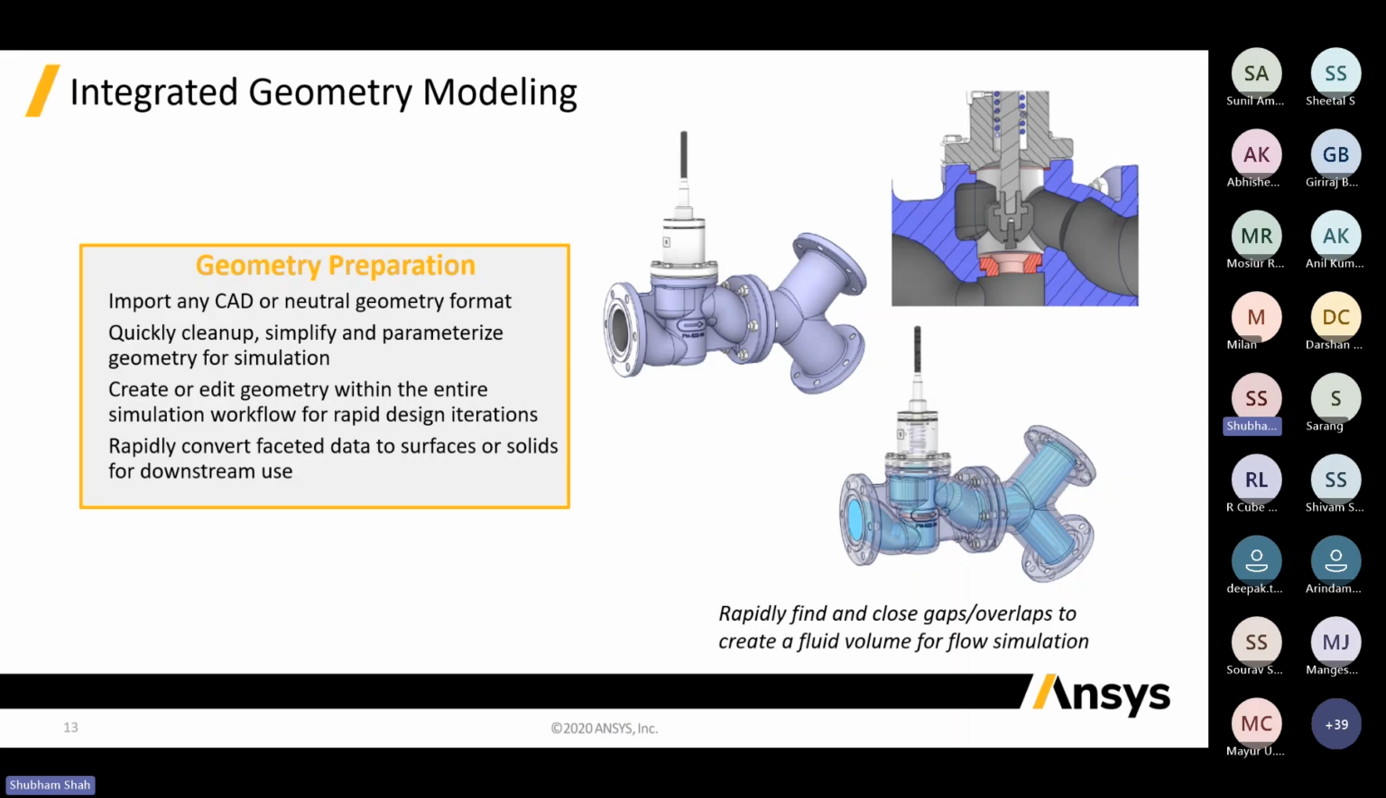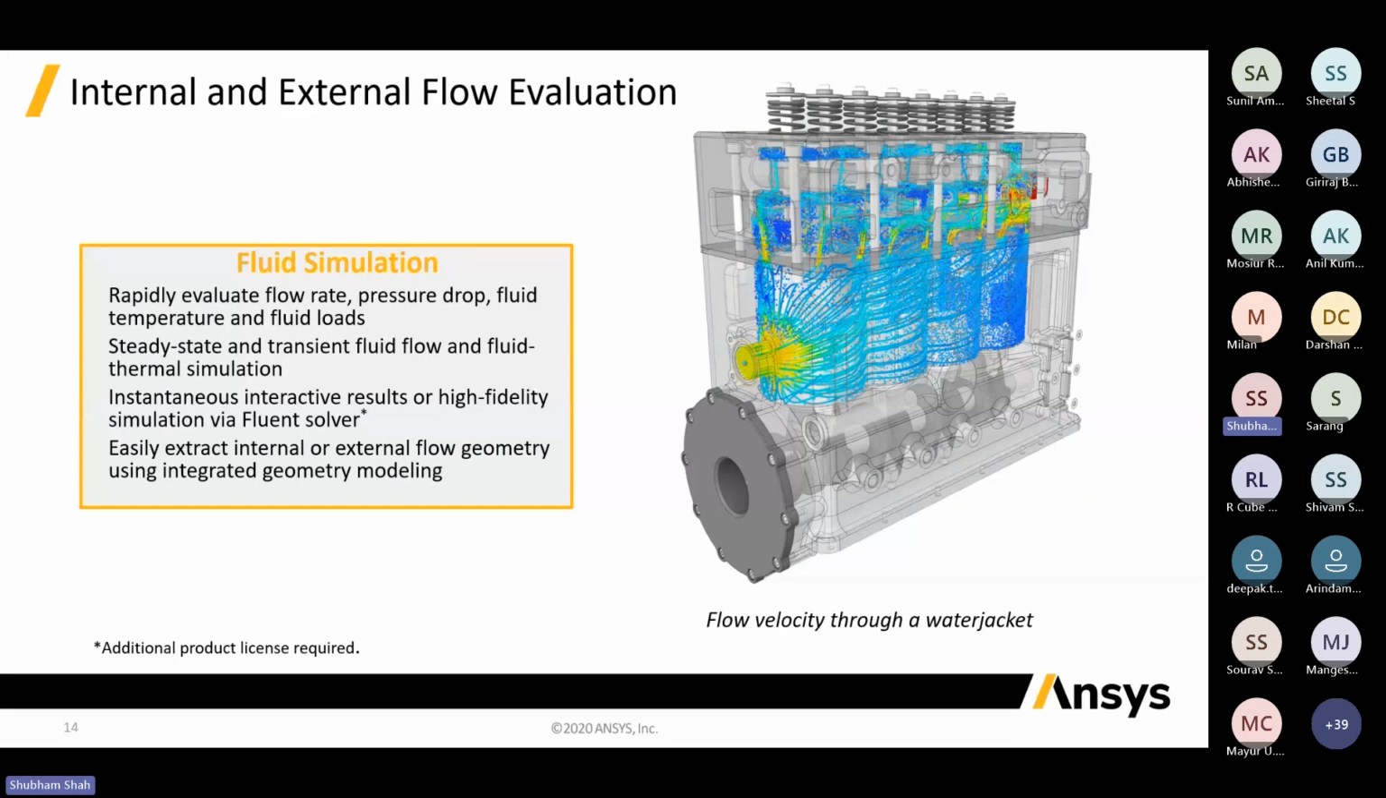So this is a few of the examples for the integrated geometry modeling. Now moving towards what are the different kinds of CFD simulations which can be done using Discovery model simulations. Basically for the fluid simulations you can do the internal flow, external flow. You can evaluate the flow rate, the pressure drop, the temperature of the fluid, and the fluid loads. You can do the steady state simulation as well as transient state simulation.